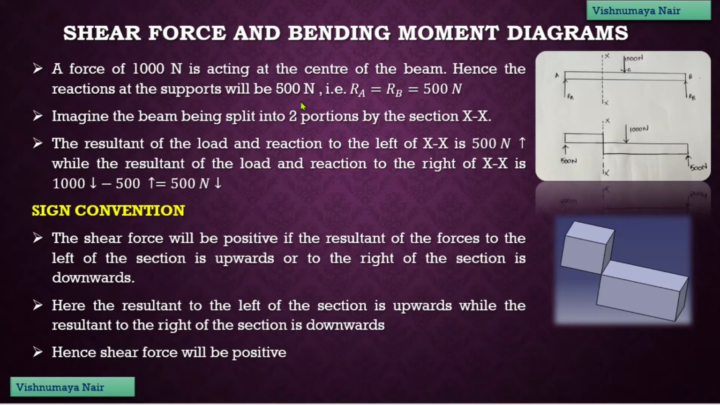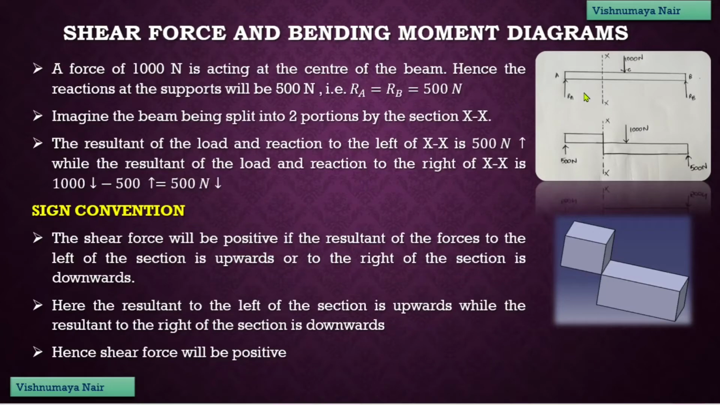I already explained how we can obtain the value of shear force. Now let's move into sign convention. Shear force will be considered positive if the resultant of the forces to the left of the section is upwards or to the right of the section is downwards. This is a section. Now on the left side of the section, we have one reaction force and this is the resultant force. This reaction force is equal to 500 Newton and this is acting in the upward direction. Therefore, on the left side of the section, we have the resultant force acting in the upward direction. Therefore, shear force is positive.